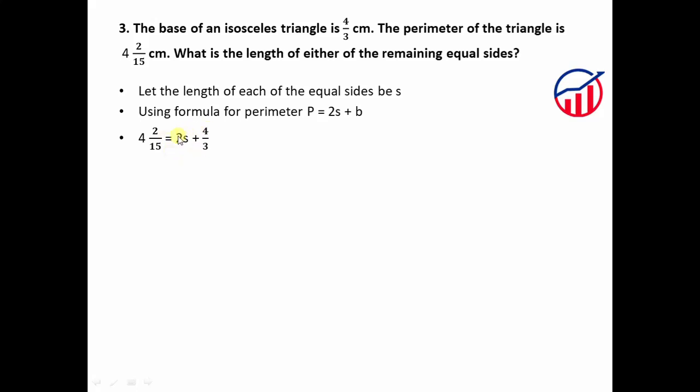So let's solve for the unknown over here, which is 2s. This is 62/15 (4 2/15 is 62/15) equals 2s plus 4/3.